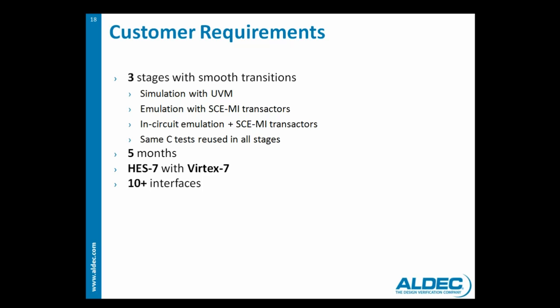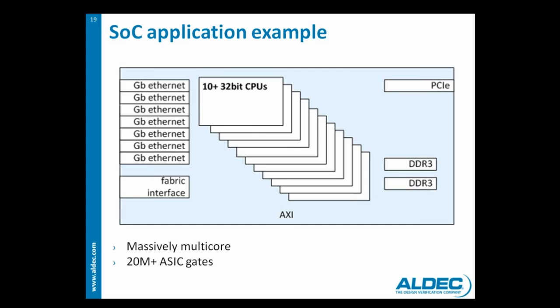So we are using S7 with Vertex 7 chips. This has more than 10 interfaces. So this is the design. If you look into the architecture, it has multiple gigabit Ethernet and fabric interface along with the PCI interface for communication. This is a multi-core design which has 32-bit processors. This came to around 20 million ASIC gates.